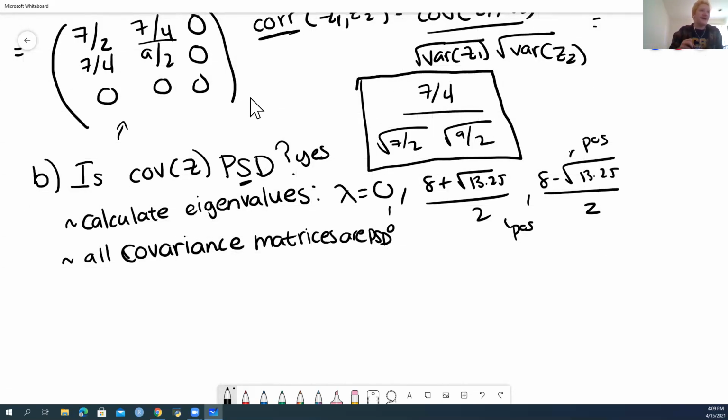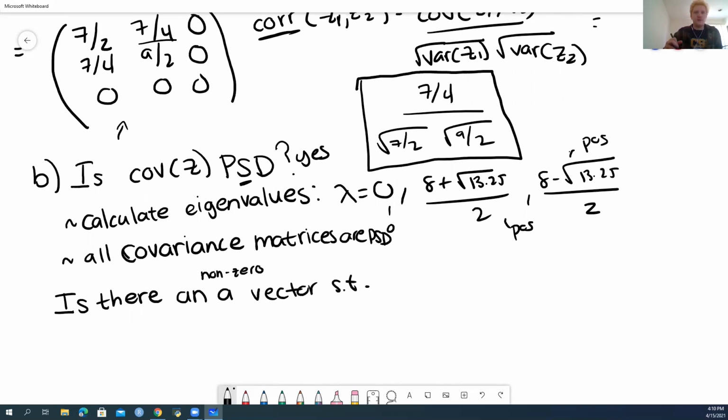And then he also says, okay, here's an interesting question. Is it possible? So let's look at this. Is there a non-zero vector a such that the variance of a transpose Z is equal to 0?